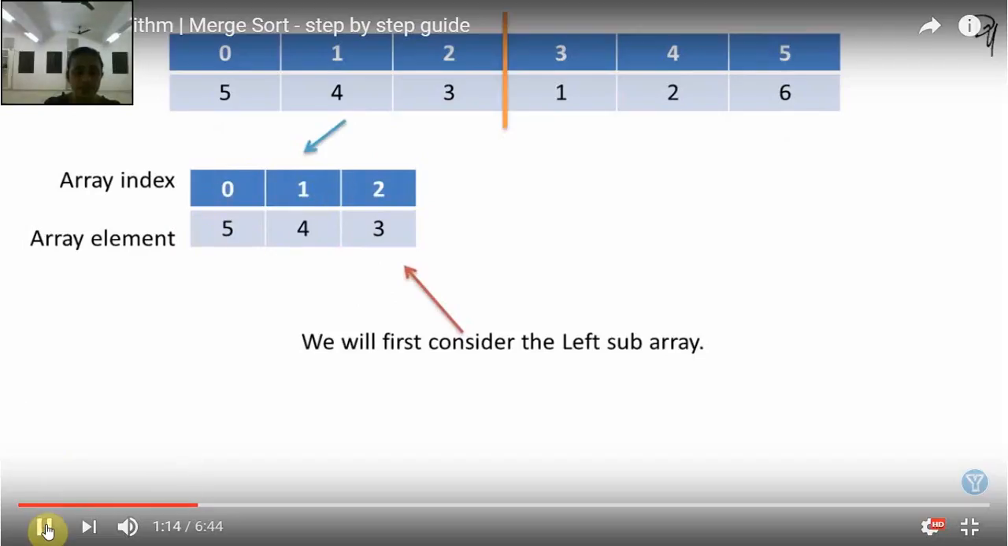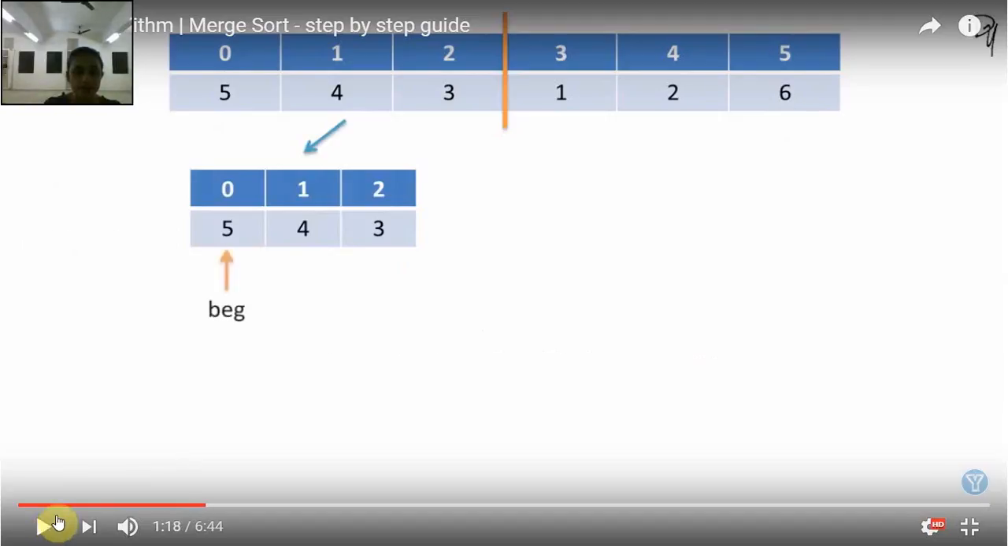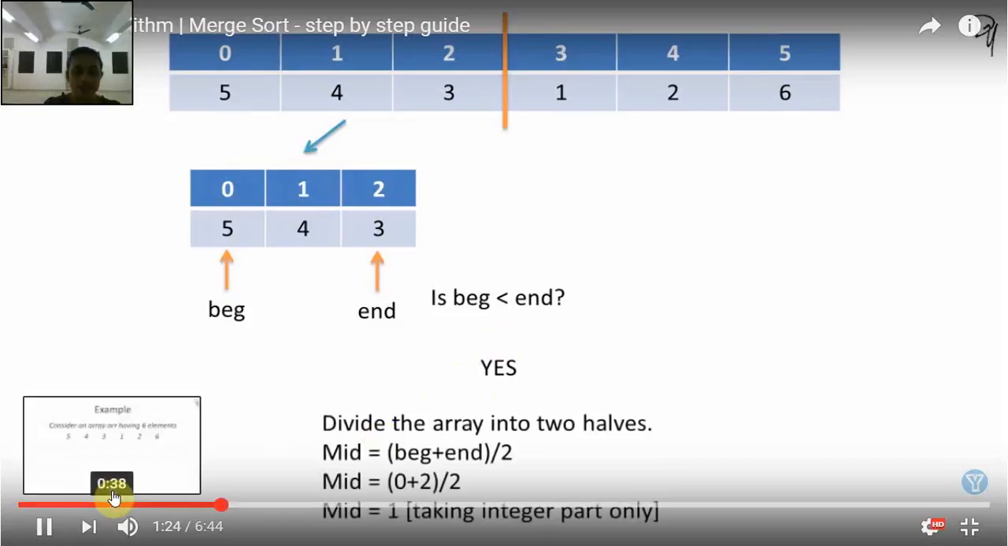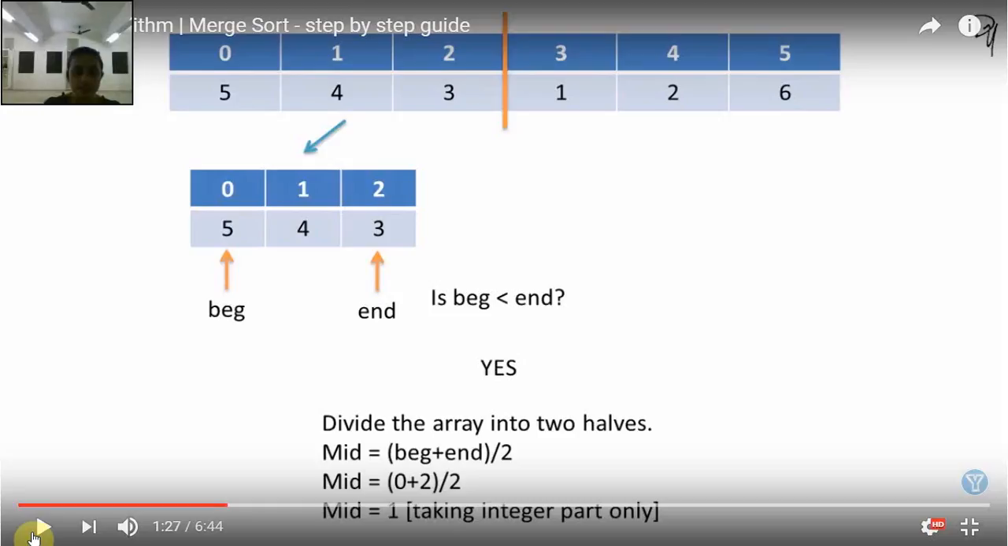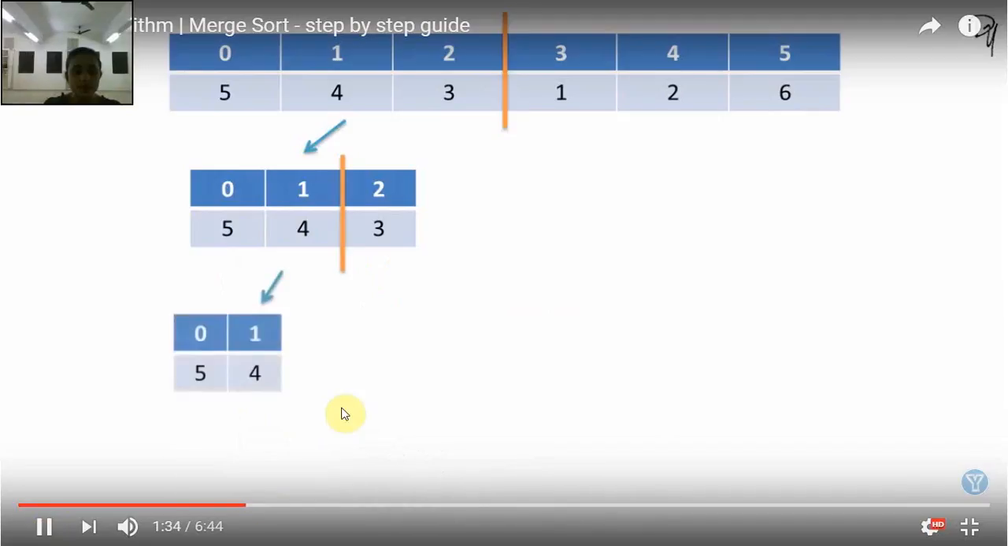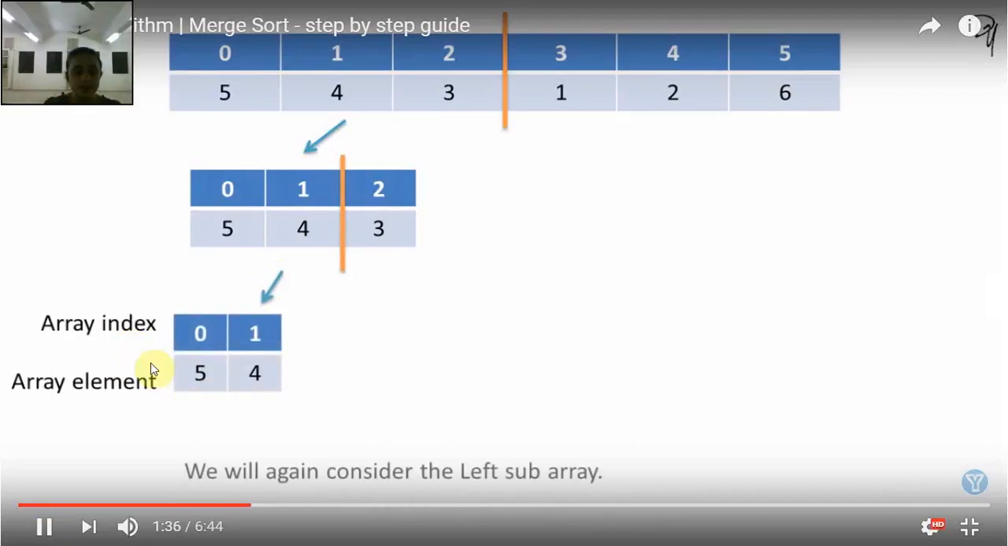Now let us see what is happening. We'll consider the left subarray. This is the beginning and this is the end. Since beginning is less than end, again we divide the array into two halves. Mid is equal to beg plus end divided by 2 and we get the mid value as 1. And again we get this part.